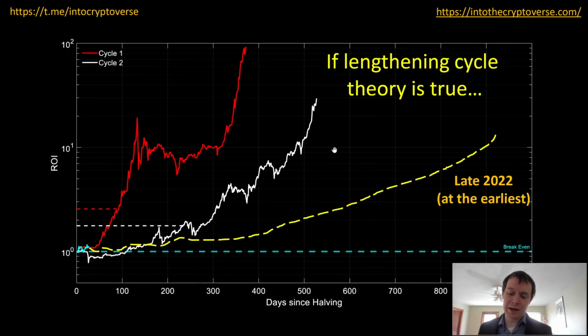But if we're talking about a year later, or a year and a half later, or two years later, then there's only so much you can say that it's a four-year cycle theory. You can maybe speculate and say that the cycle peaked in a different year, or something like that. But again, at the end of the day, I think lengthening cycle theory makes the most sense, and this is what I will at least consider to be what's going to happen. So I hope this makes sense.